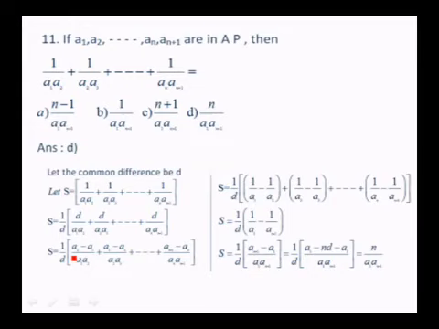ಅದೇ ಥರ ಎರಡನೇ ಟರ್ಮನ್ನು 1 over a2 minus 1 over a3 ಅಂತ ಬರಿಬೋದು. ಲಾಸ್ಟ್ ಟರ್ಮ್ ಇದೆಯಲ್ಲ ಅದನ್ನು 1 over an minus 1 over an plus 1 ಅಂತ ಬರಿಬೋದು. ಮಕ್ಕಳೇ, ಇದನ್ನೆಲ್ಲ ಆ್ಯಡ್ ಮಾಡಿದರೆ ನಾವು ಮೇಲಿನ ಸೀರೀಸ್ ನೋಡಿದರೆ ನಿಮಗೆ ಗೊತ್ತಾಗುತ್ತೆ.